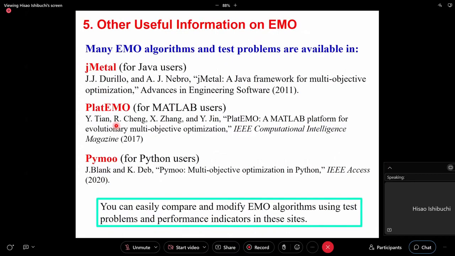And now I'd like to move to the last part, other useful information on MO. We have these three well-known websites where you can easily use MO algorithms and test programs. Many MO algorithms and many test programs are available on these three sites. These three sites are for different users. JMetal is for Java users. PlatEMO is for MATLAB users. And PyMOO is for Python users.